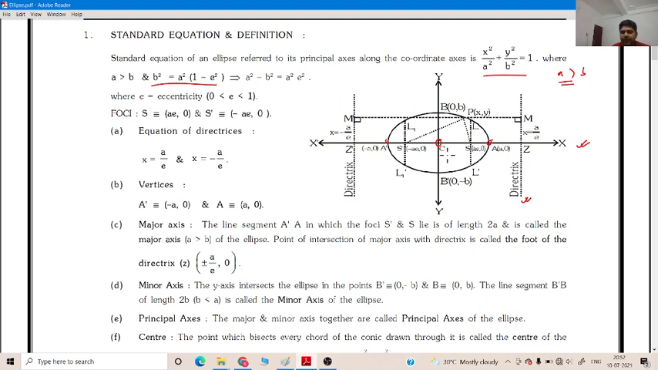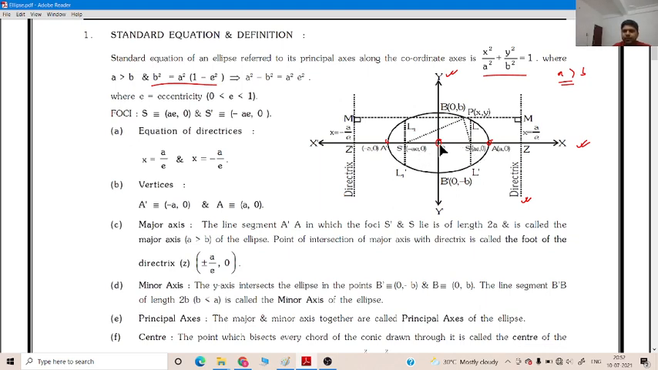Another line passes through the center of this ellipse, and this line is known as the minor axis. These two points S and S dash are known as the foci, the plural form of focus. The coordinates are AE, 0 and minus AE, 0.